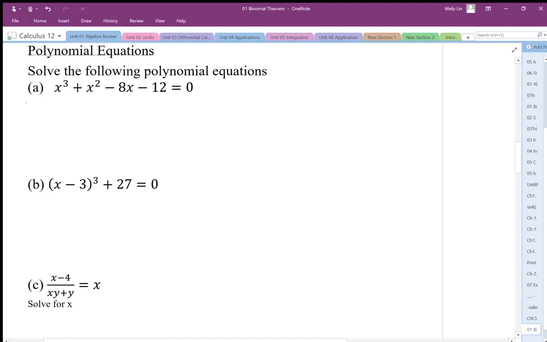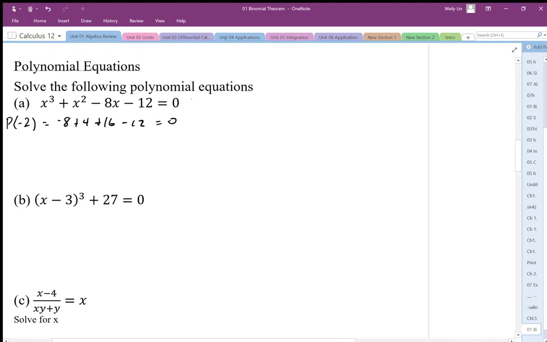So I'm going to try, looks like 1 probably won't work, so I'm going to try maybe -2. If I plug -2 in, I get -8 plus 4 plus 16 minus 12. Yeah, that's equal to 0. Okay, so that then represents one factor of this polynomial. So we know that one of the factors must be x plus 2.